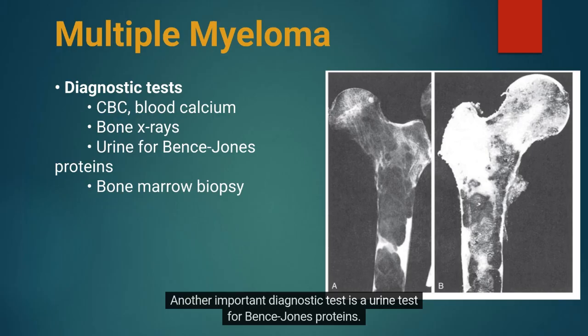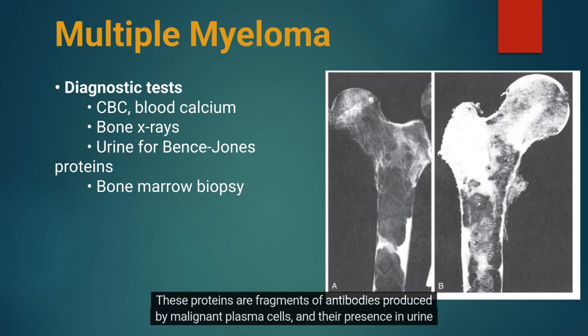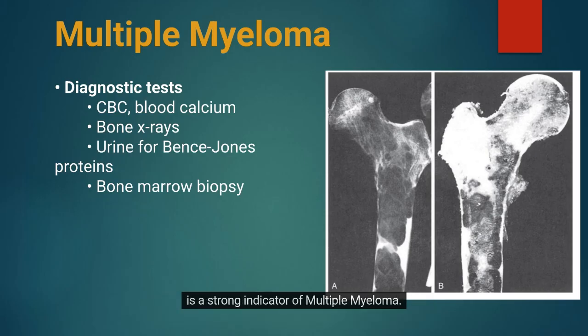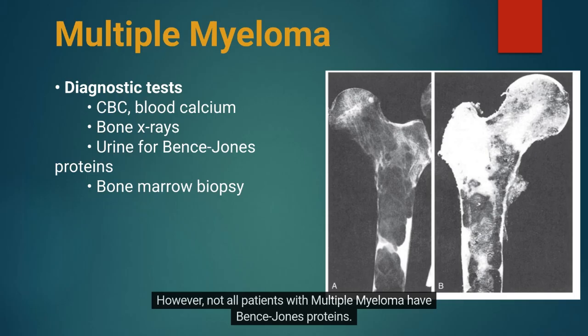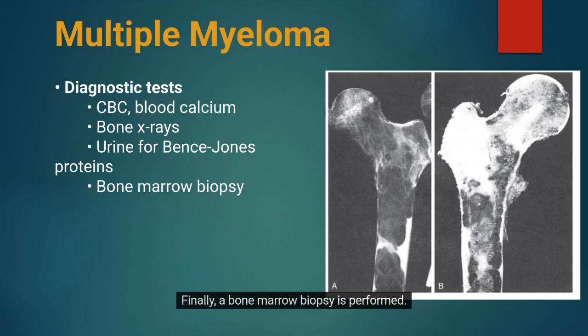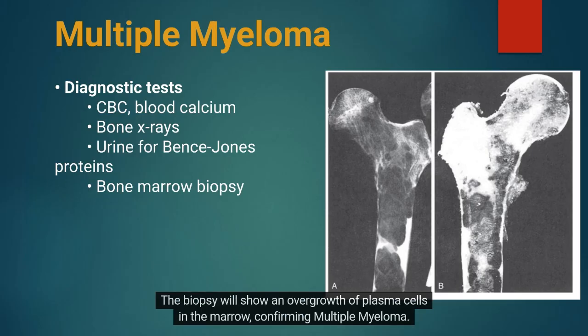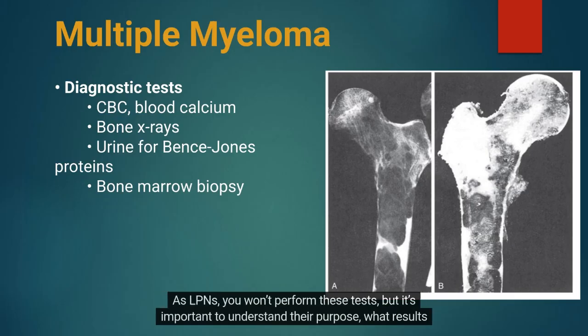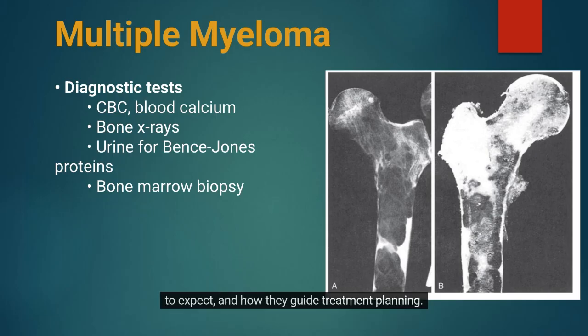Another important diagnostic test is a urine test for Bence-Jones proteins. These proteins are fragments of antibodies produced by malignant plasma cells, and their presence in urine is a strong indicator of multiple myeloma. However, not all patients with multiple myeloma have Bence-Jones proteins. Finally, a bone marrow biopsy is performed. This is the gold standard for diagnosis. The biopsy will show an overgrowth of plasma cells in the marrow, confirming multiple myeloma. As LPNs, you won't perform these tests, but it's important to understand their purpose, what results to expect, and how they guide treatment planning.